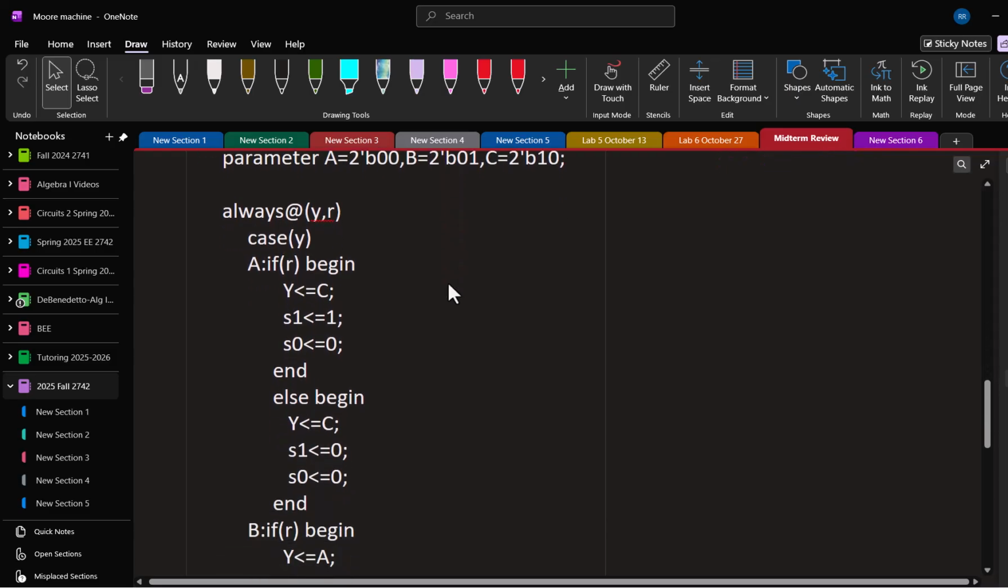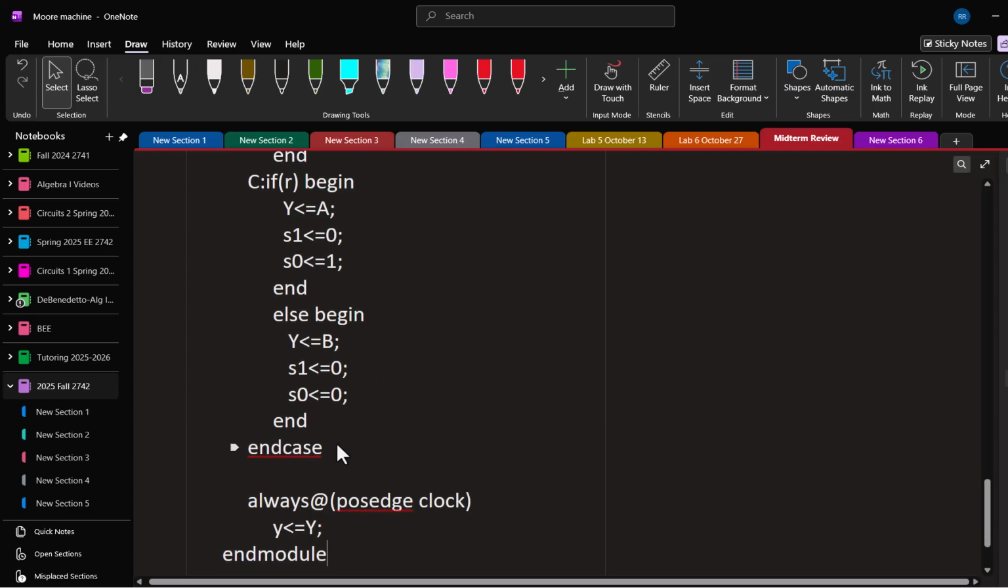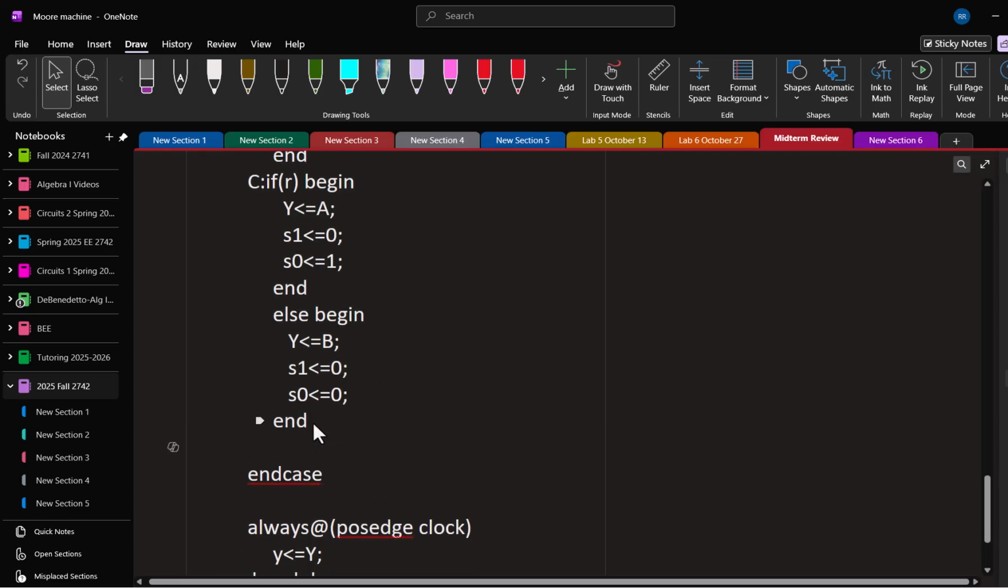Sorry, I was just going to ask, there's no default with the case? There is. So a default. This would be so bad. Yes, we need a default. Default.